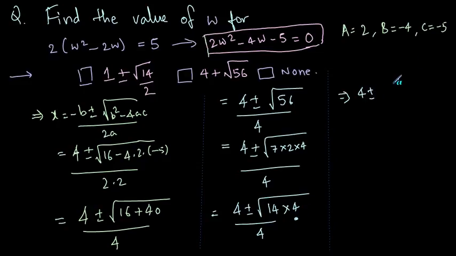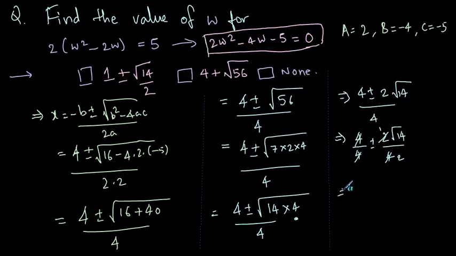So 4 under root is 2. Root 14 divided by 4. This can be 4 by 4 plus minus 2 root 14 by 4. So the 4s get cancelled out. 2 1s are 2, 2 2s are 4. So it is 1 plus minus under root 14 by 2. So our answer is option 1: 1 plus minus under root 14 by 2. This is the answer.